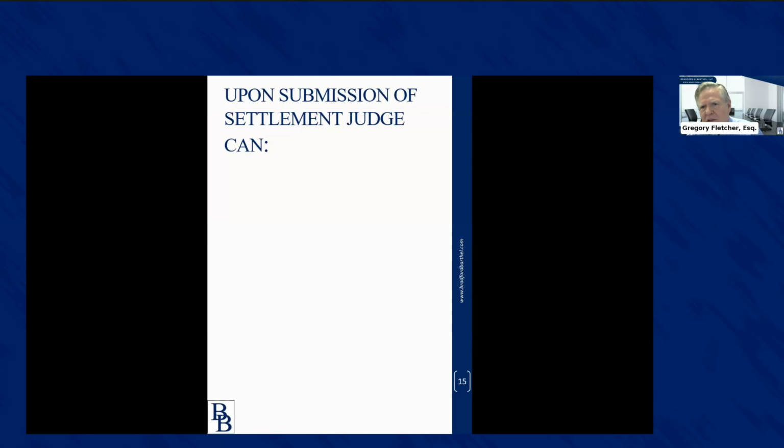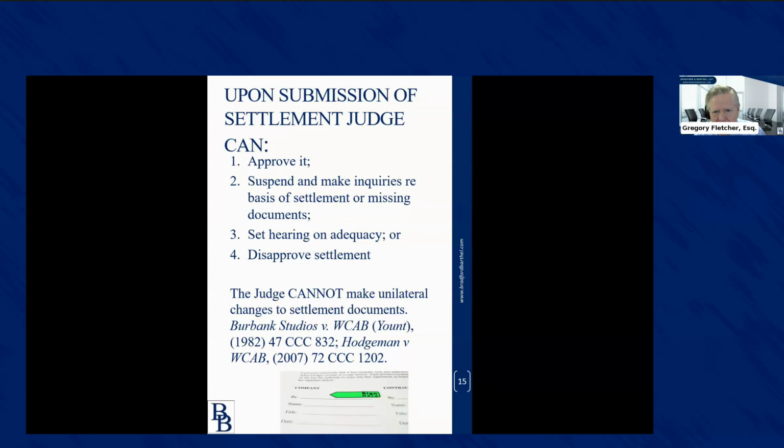So once you submit your settlement, the judge can approve it, suspend it, and make inquiries regarding the basis of the settlement or documents that might be missing. They could set a hearing on adequacy, or they can just disapprove it. They cannot make unilateral changes to your settlement documents. They can't just redraft it for you.